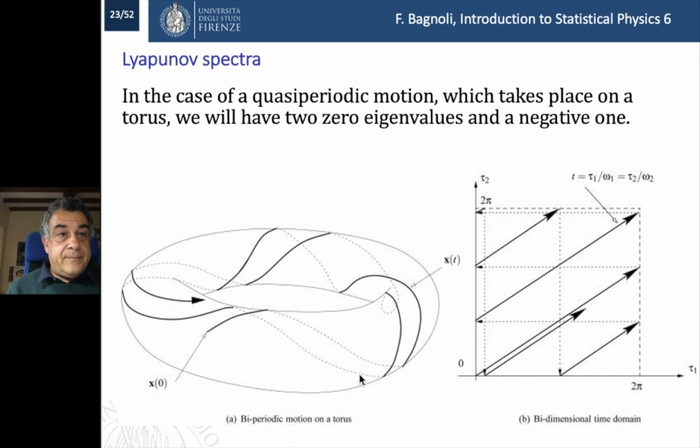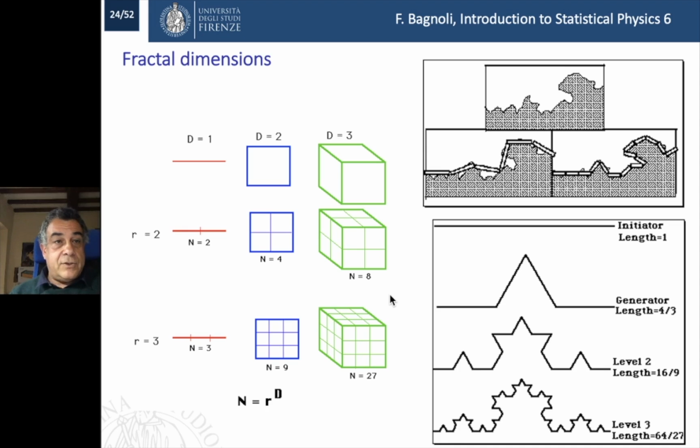And the Lyapunov spectra, so the set of Lyapunov exponents, marks the behavior of the system. So for instance, in the case of quasi-periodic motion, we have two 0 eigenvalues and a -1. The -1 is responsible for having all trajectories converge to this torus, and the others mark the fact that along the torus there is no exponential separation.